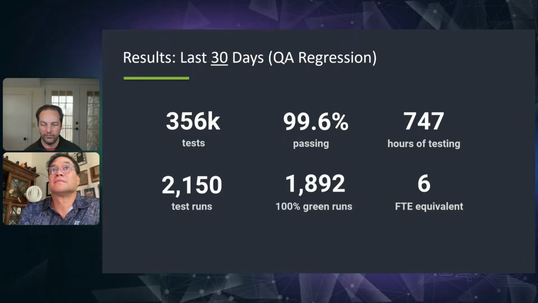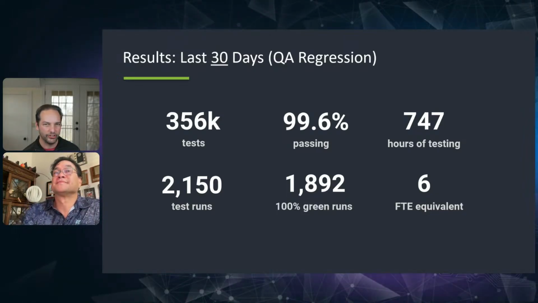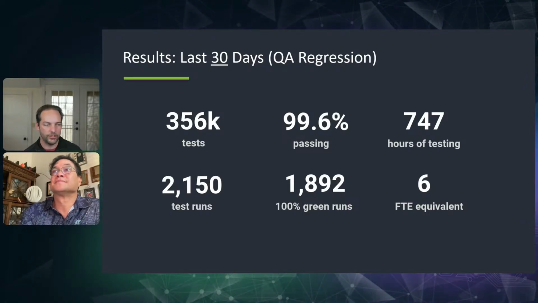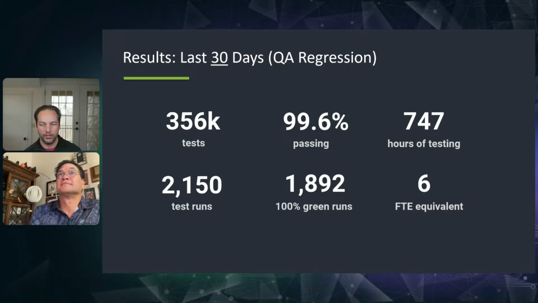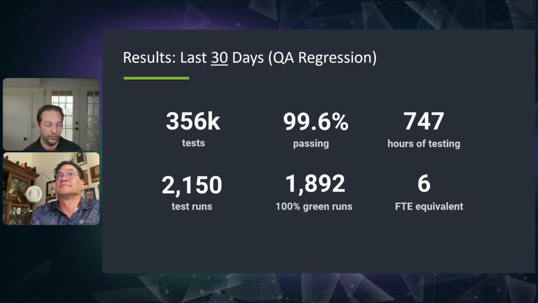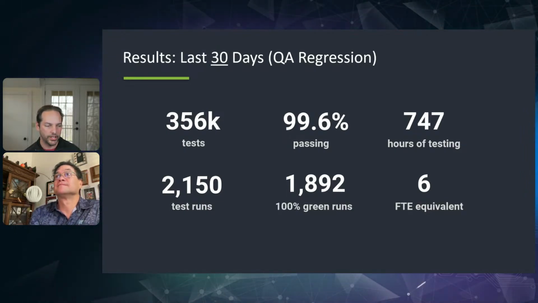And then I love this because I was always on the fence, you know, should we back off on, is 100% green unrealistic? In the QA environment, there were 1,892 test runs performed in the last month that were 100% green, which meant nobody had to review failed tests, right? And that to me is just super cool. And so Octopus Deploy, working together with Testery, has really helped make that happen.